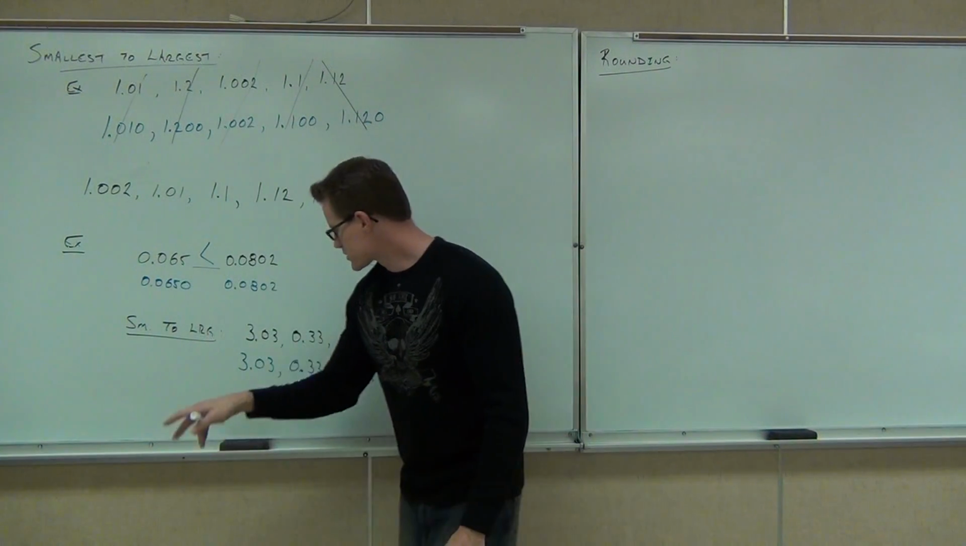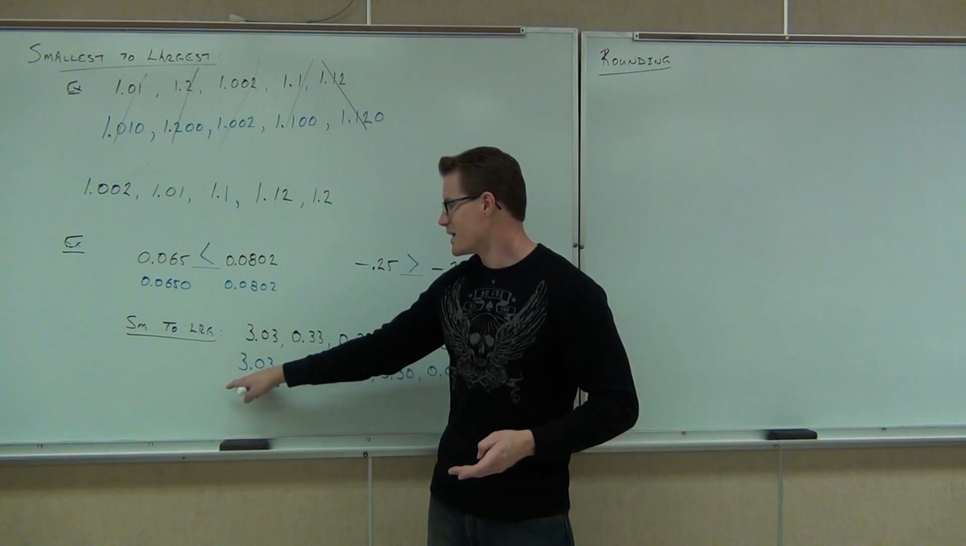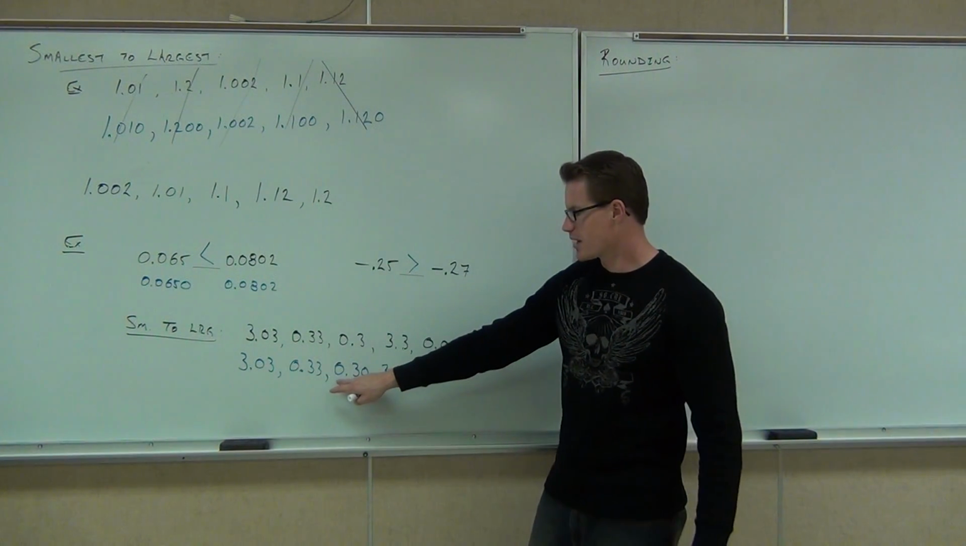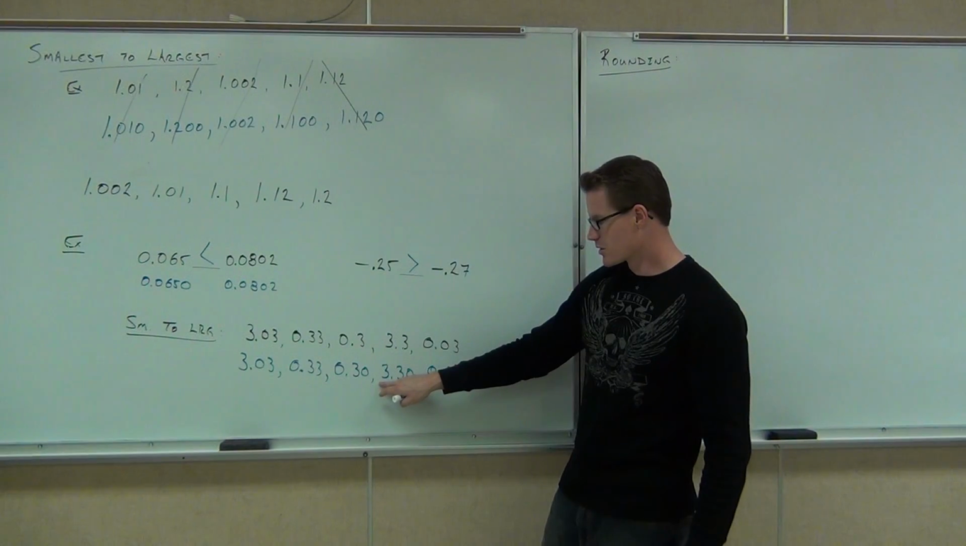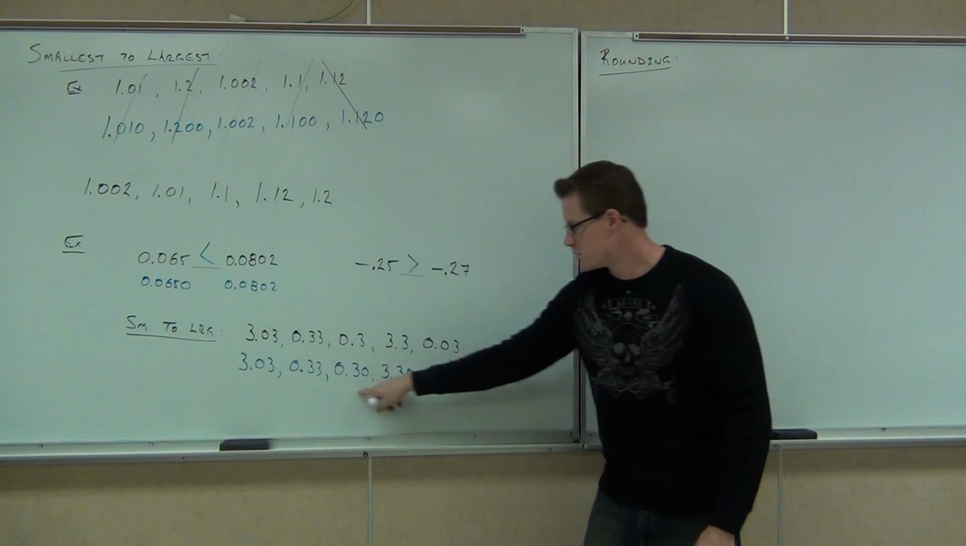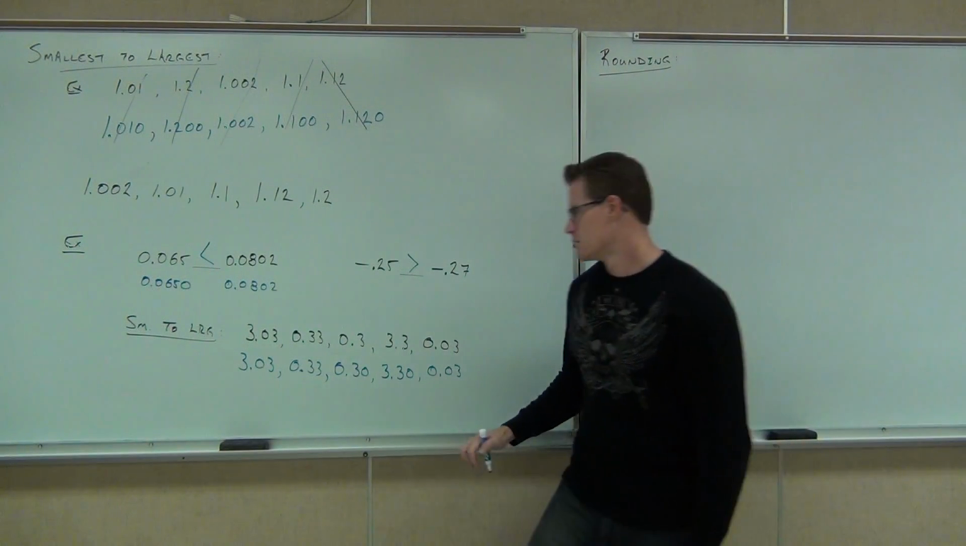What's the smallest number up here? If you ignore the decimal place, it's going to kind of tell you. This would be like 303. This would be like 33. This would be like 30. 330 or 3. Which one's the smallest of these numbers? 0.03. This is the one. That's the smallest one. It's like 3.